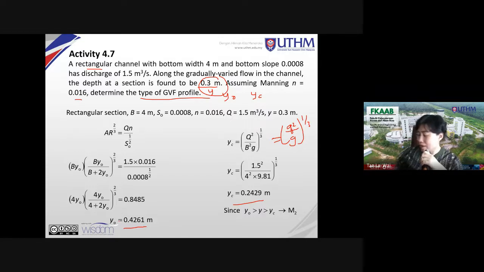Saya tengok Y naught dengan YC. Saya compare. Y naught and YC. Y naught greater than YC, jadi dia M. Lepas tu Y saya ialah 0.3, iaitu berada di antara Y naught dan YC. Jadi zone 2. So it is M2.